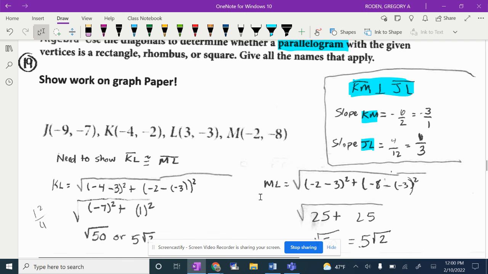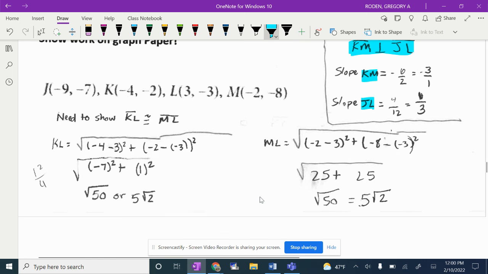You could also just go through and figure out all the lengths of all the sides. What I did is I went through and figured out the length of two adjacent sides, and they're all going to be 5 square roots of 2 when you do the distance formula. And that's by definition, a rhombus is a parallelogram with 4 congruent sides.